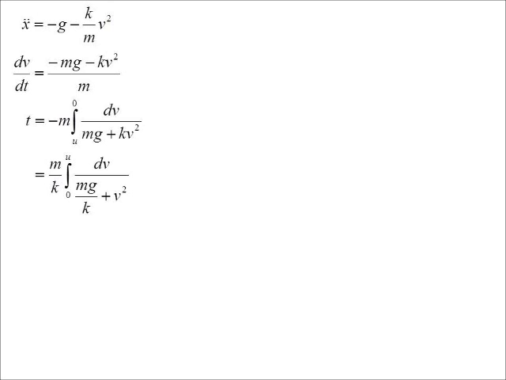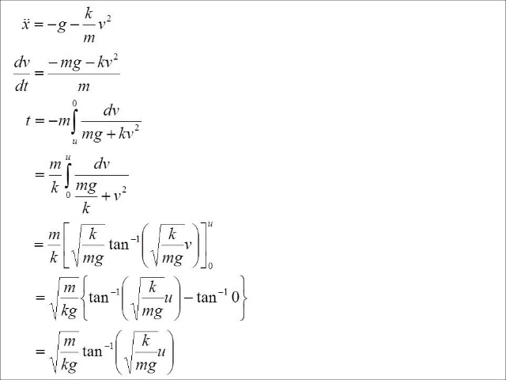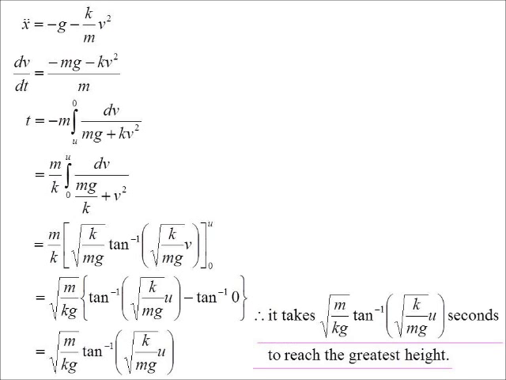This is going to be an inverse tan function. So I don't really want kv squared, I just want v squared there to use the inverse tan. So I factorise out the k, but it means my mg changes to mg over k. And so when I integrate, remember with the inverse tan you get 1 on a out the front as well. So I've got root k on mg inverse tan, root k on mg v. We're going to sub in u, minus sub in 0. And there is an expression for the time taken.